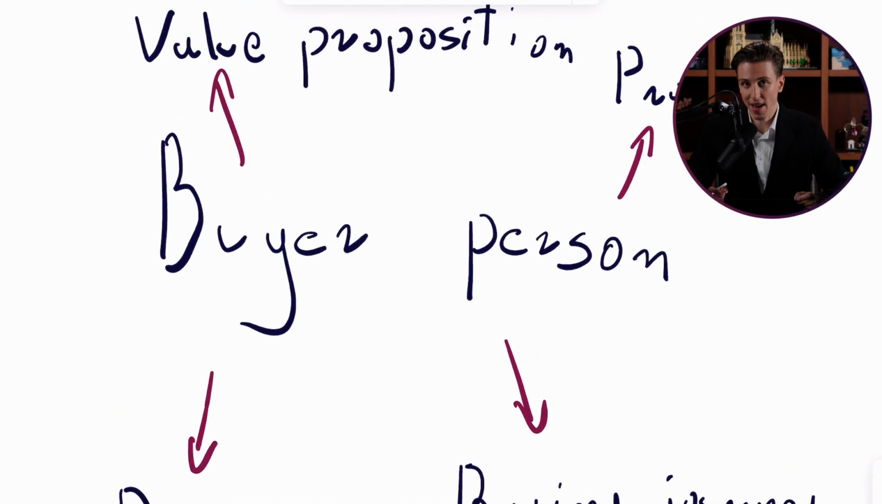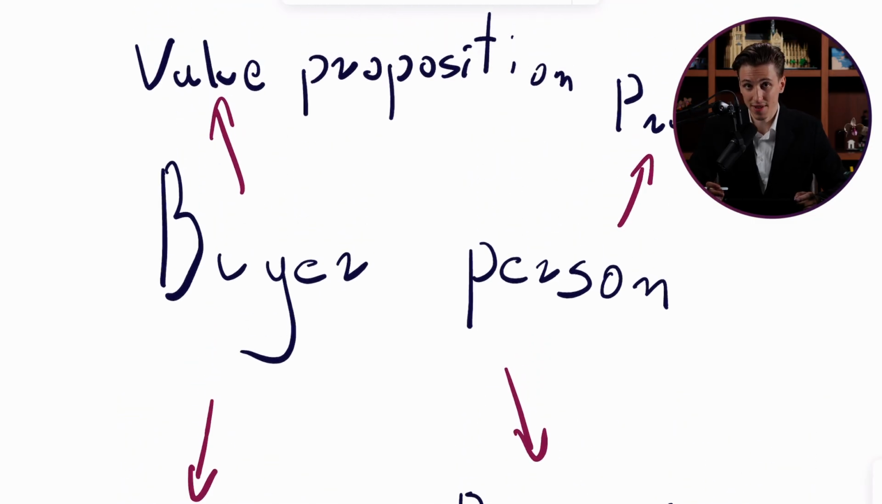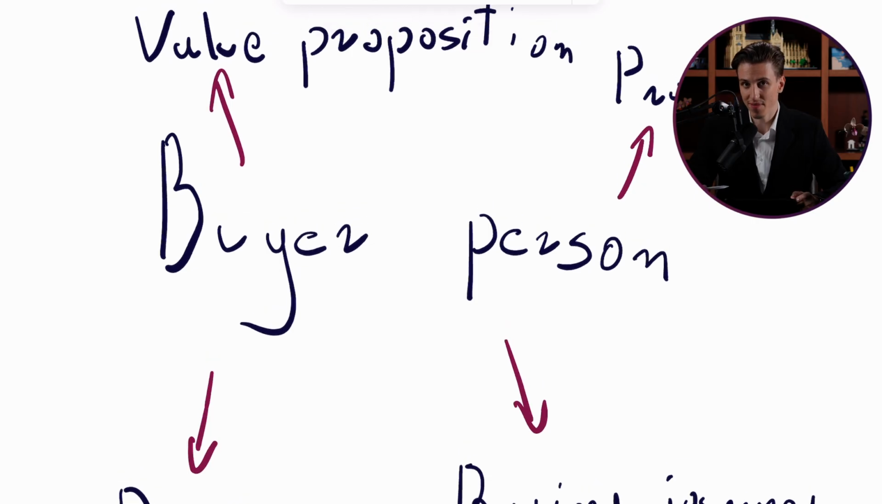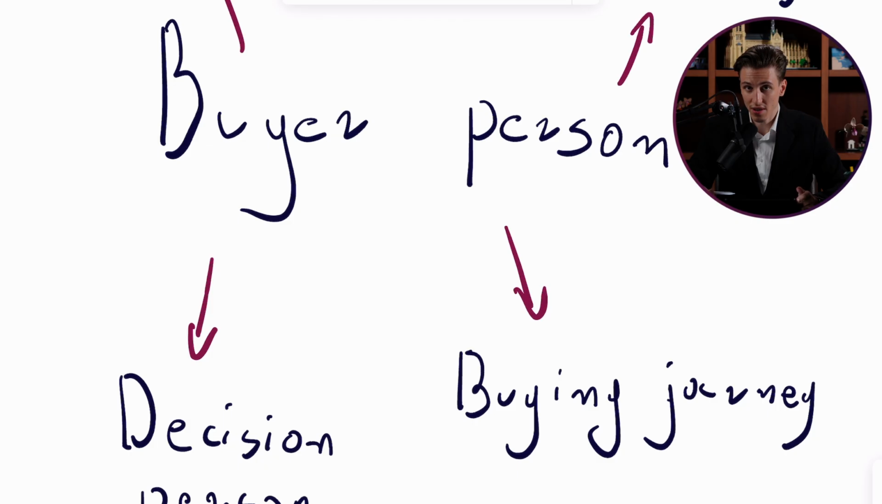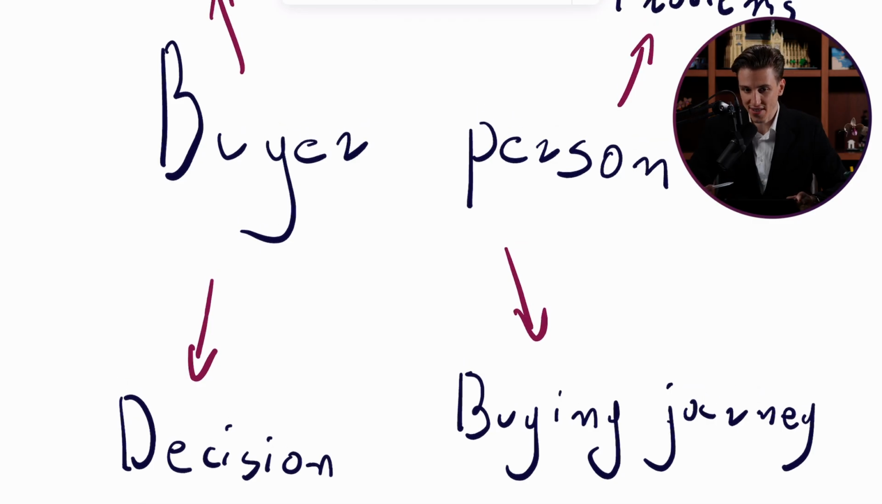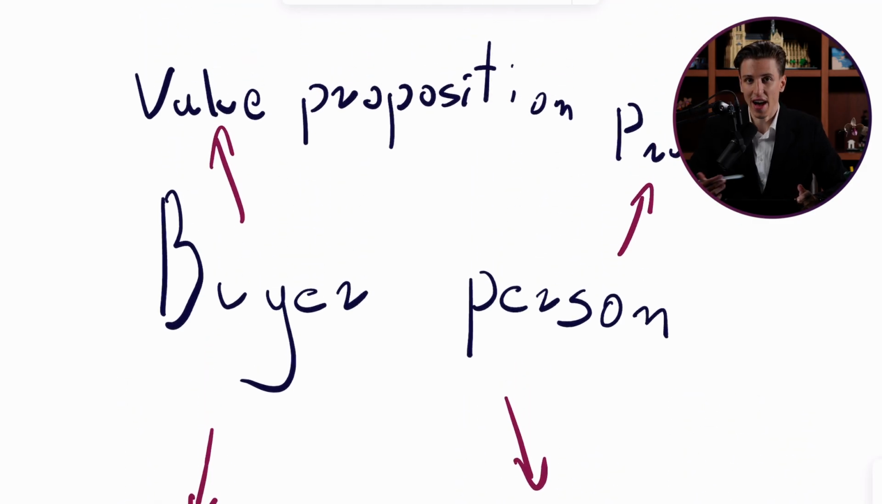And as you can imagine, the segment that we will choose is basically gonna change all of those, because the problems are gonna be different in each and every segment. The buying journey is gonna be different in each and every segment. The decision person is gonna be different. Therefore, our value proposition has to be different.